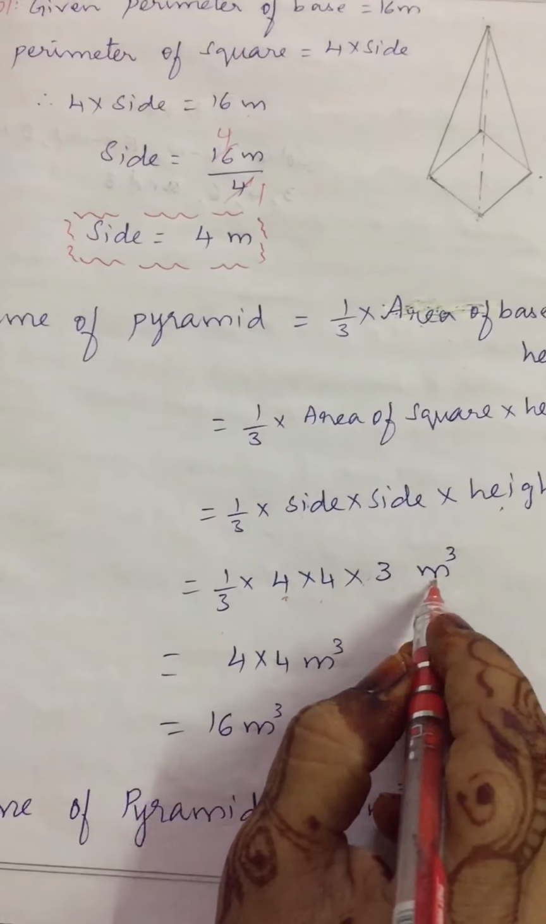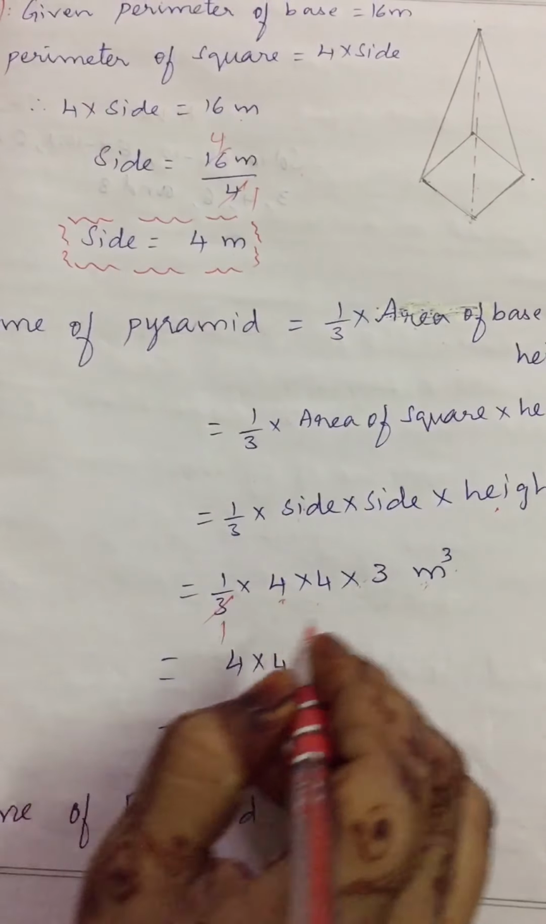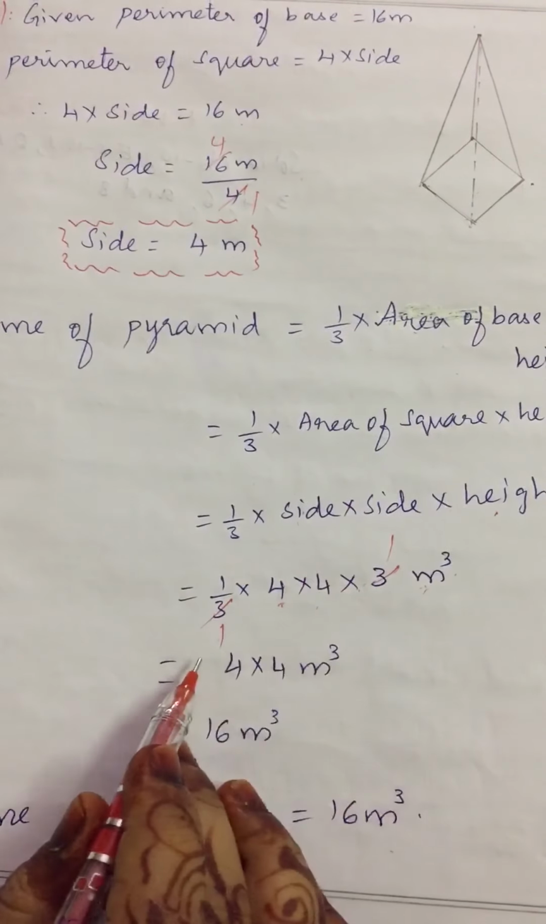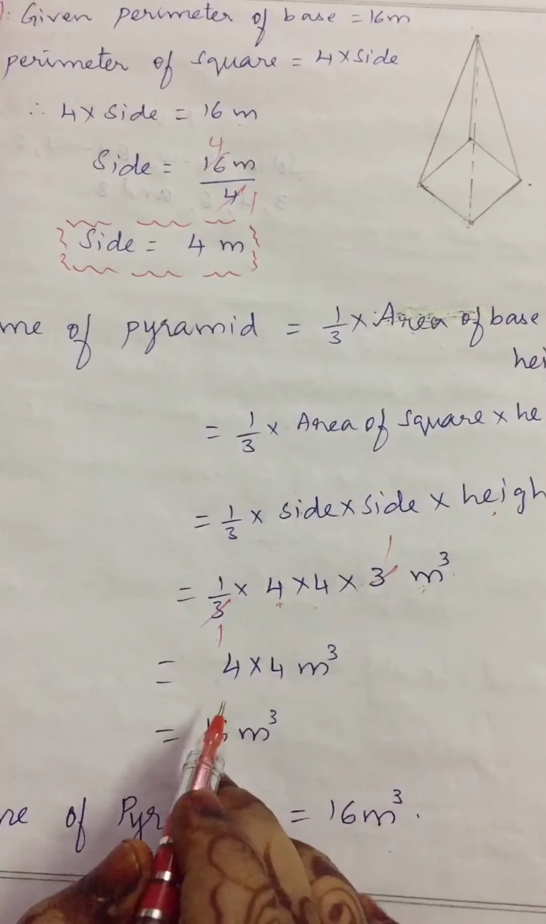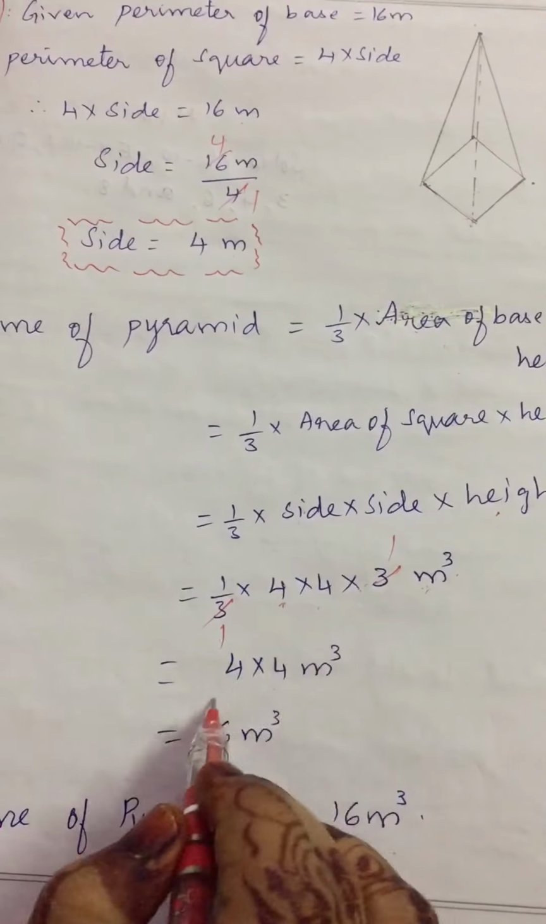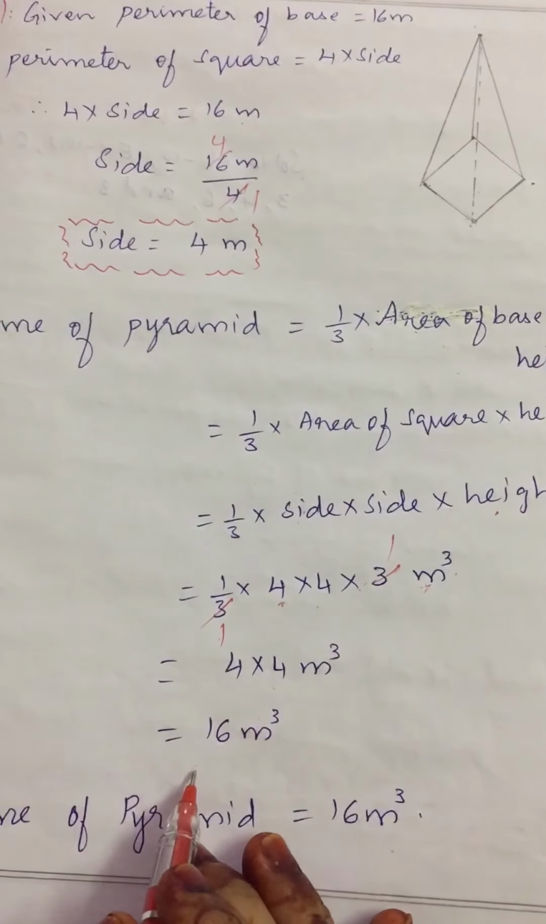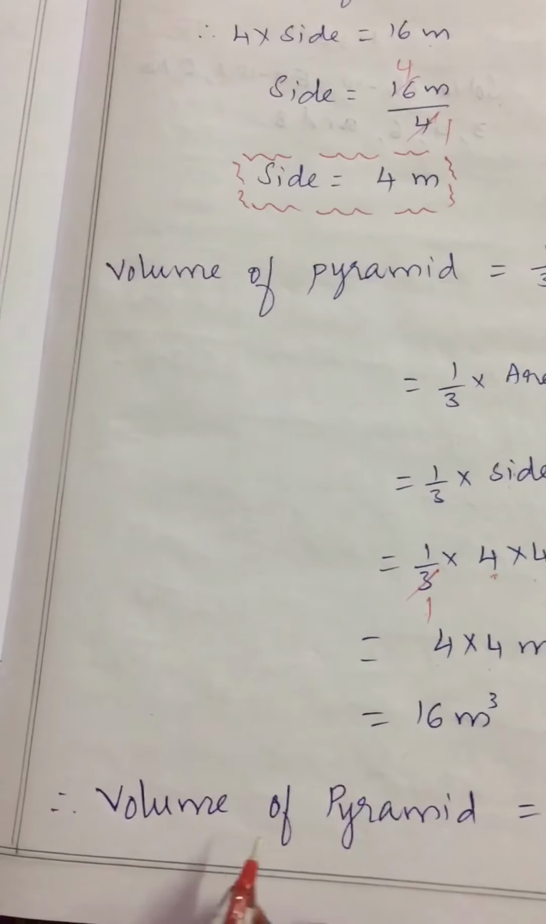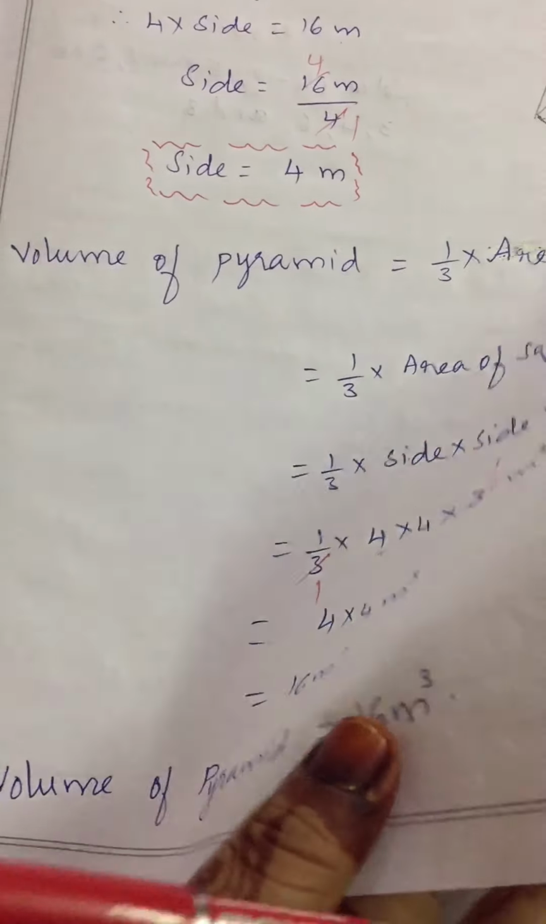That's why we are writing cubic meter. Clear, children? 3 ones are 3, 3 ones are 3. Numerator and denominator get cancelled. So remaining things are 4 into 4. 4 into 4 cubic meter. 4 4s are 16. 16 cubic meter. So volume of pyramid is 16 cubic meter.